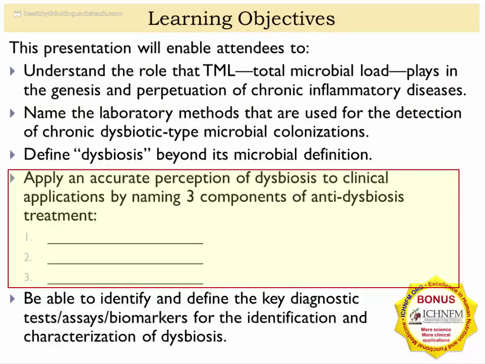Let's apply an accurate perception of dysbiosis to clinical applications by naming at least 3 components of anti-dysbiosis treatment. By now, you appreciate that those are antimicrobial, immunotolerogenic, and immunodefensive or immunonutrition. So reviewing again, starting with number 1, we can kill off the bad microbes. We can add more good microbes. For number 2, we can promote immune tolerance to the microbes that are present. And number 3, we can support optimal immune defense against the microbes that are present, because obviously the immune system should be defending us from microbial overgrowth, which eventually promotes the development of inflammatory disease.